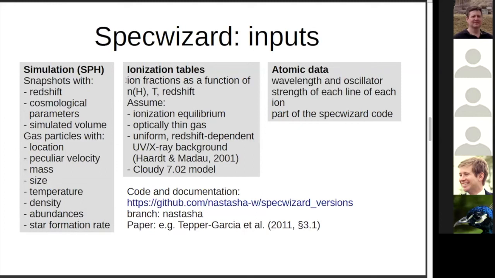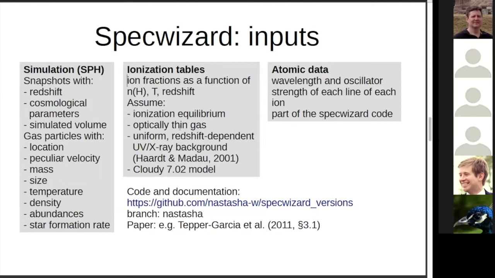So ionization tables. We're not talking about very accurate atomic data here. This is the opposite approach in some sense. So we have these ion fractions from tables as a function of density, temperature, and redshift. Some assumptions going into this are sort of the best you can do. So you assume ionization equilibrium, optically thin gas, and a uniform but redshift-dependent UV X-ray background, and a very old Cloudy model.